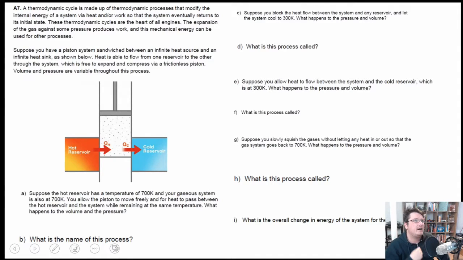A7. This is much more of a thought process, right? It's simply thinking about what conditions we're talking about, and then identifying what type of thermodynamic process is happening in these cases. So it's more of a thought experiment in general, but it helps you identify keywords.